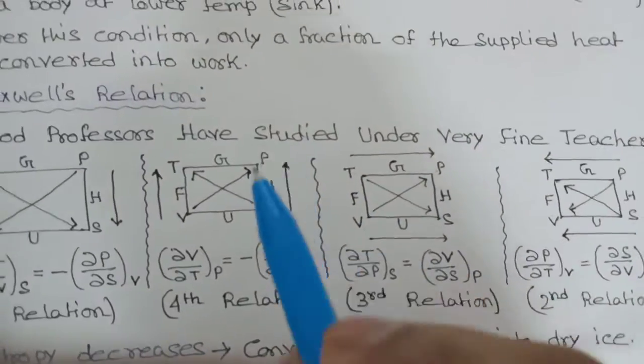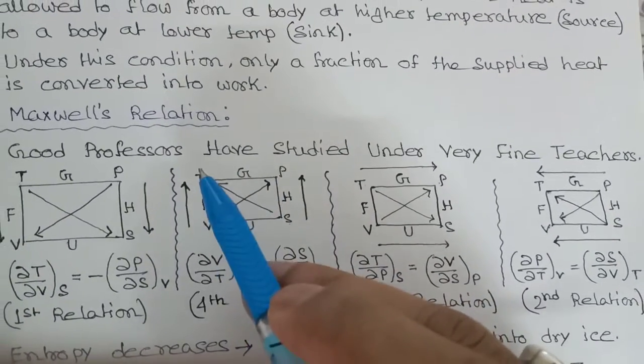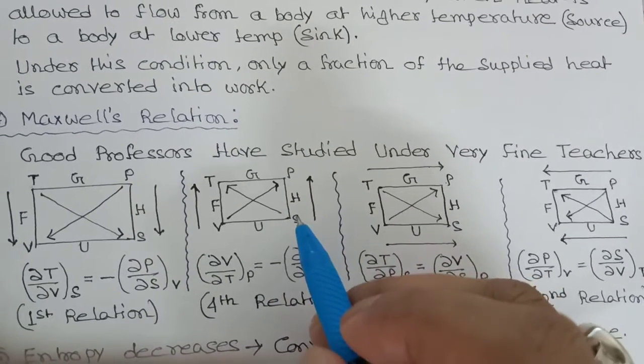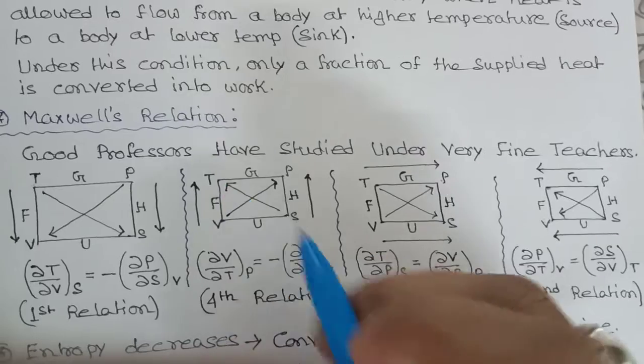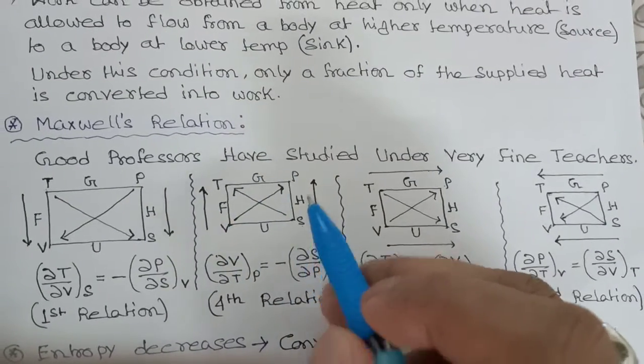In the next case, you have to go in the upward direction. So del V by del T at P, this one, is equal to del S by del P at T, this one. So you have to go in this way and in this way, in the upward direction.